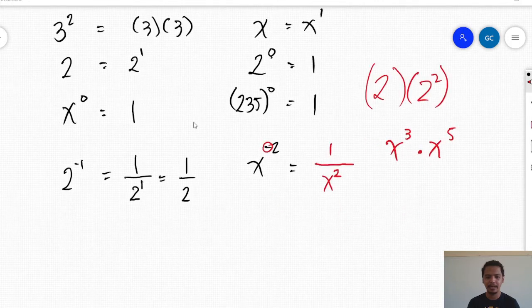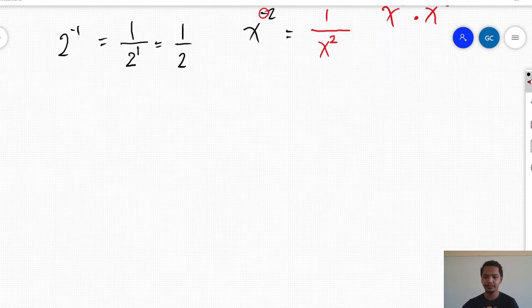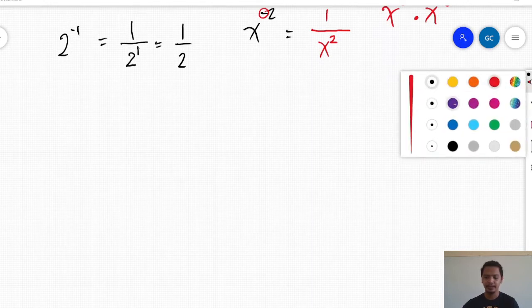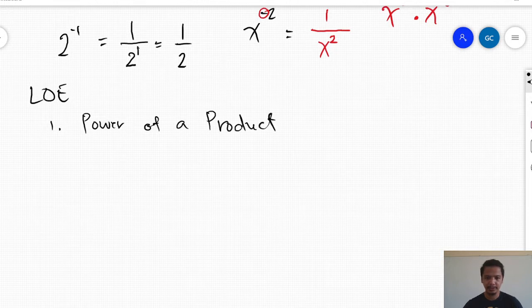So, meron tayo actually 4 na laws of exponent. Okay? Sulat ko lang muna sila. So, we have, in general, 4 laws of exponent. So, yung mga LOEs natin, ito yung una. The first is power of a product. We will discuss kung ano yan later on. Next, we have power of a power.